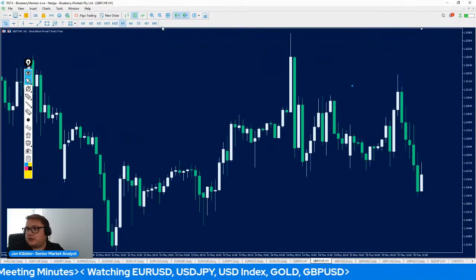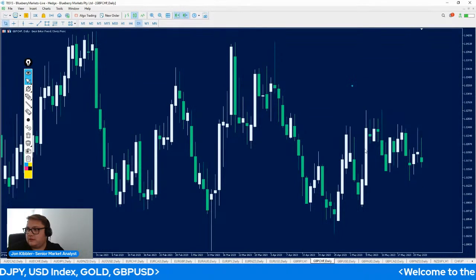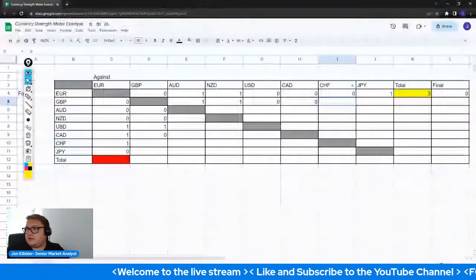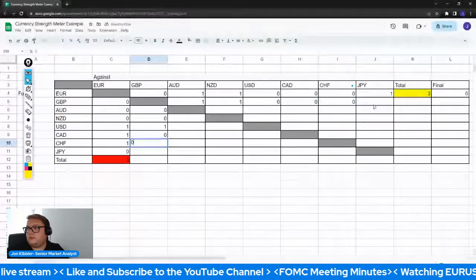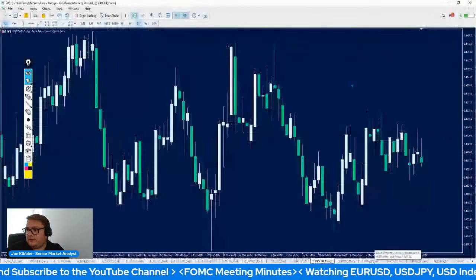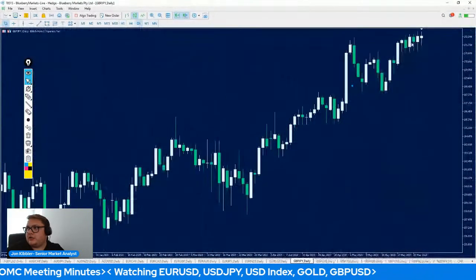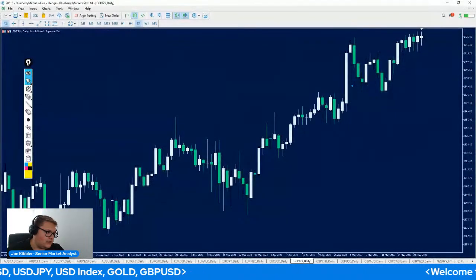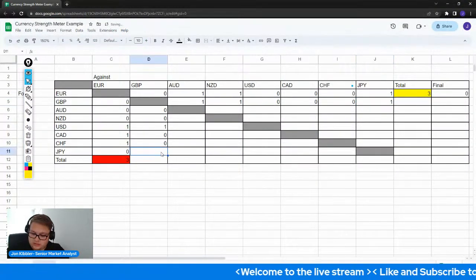Pound Swiss, we're going to go to the daily time frame. That's a range for me, and it just looks horrible as well. You can tell that straight away. So pound Swissy for me is not one to watch. And then finally, pound yen, which again is bullish at the moment. So I'm looking at pound being stronger than the Japanese yen. So I'm going to give that a 1, and that a 0.